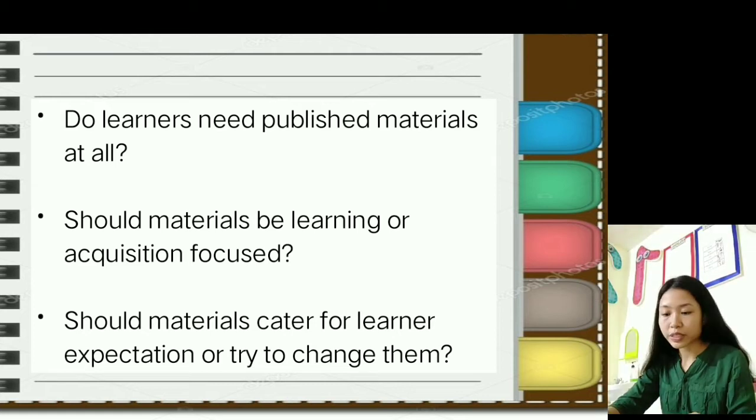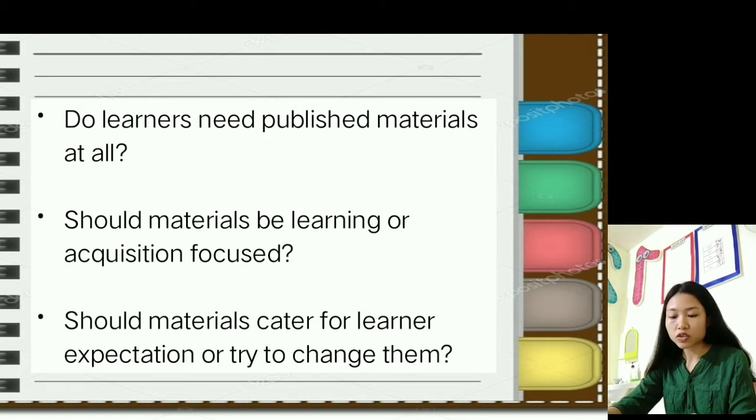Should materials be learning or acquisition focused? Most published materials focus on conscious learning of language points, but many researchers argue that learners should be provided with many more opportunities to acquire language informally from exposure to language in use.